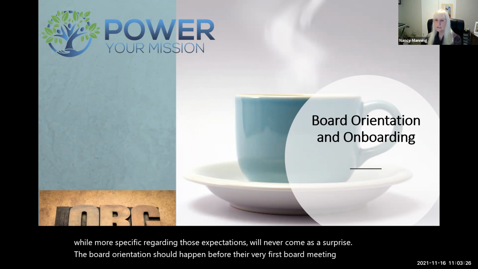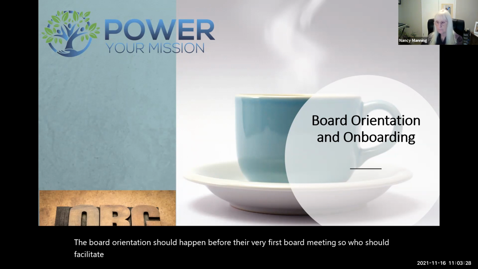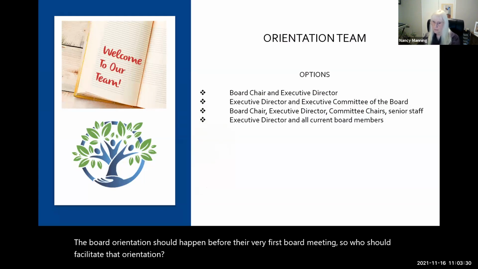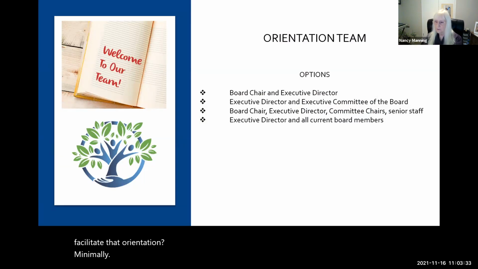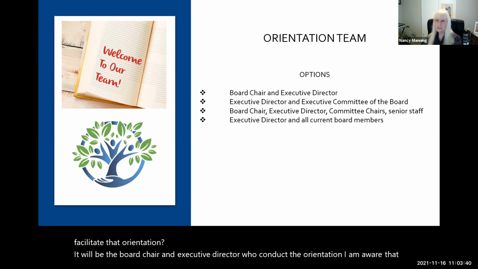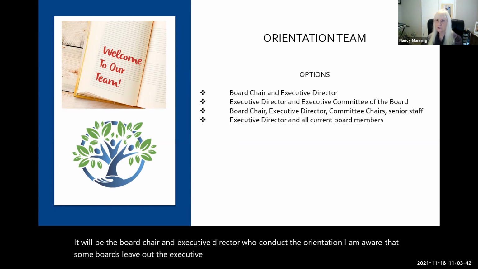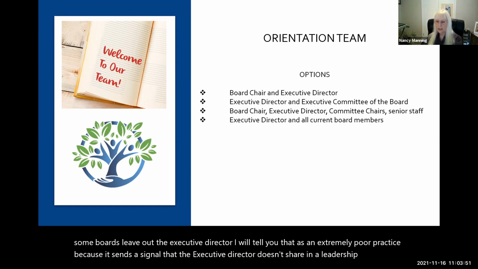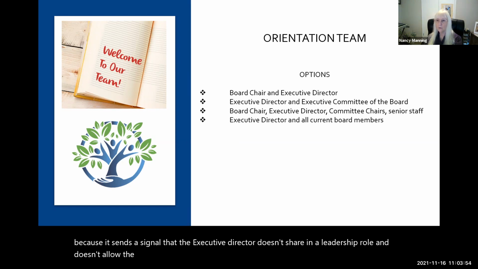So who should facilitate that orientation? Well, minimally, it will be the board chair and executive director who conduct the orientation. I am aware that some boards leave out the executive director. I will tell you that's an extremely poor practice because it sends a signal that the executive director doesn't share in a leadership role and doesn't allow the executive director to get to know the board member with whom he or she will be working.